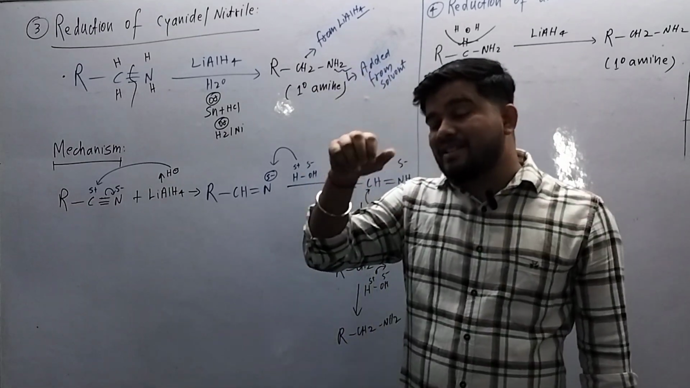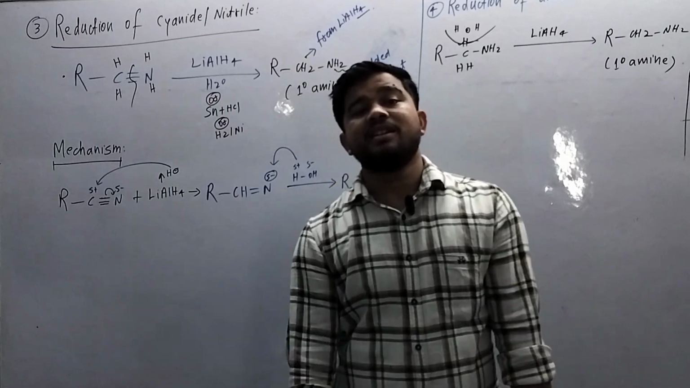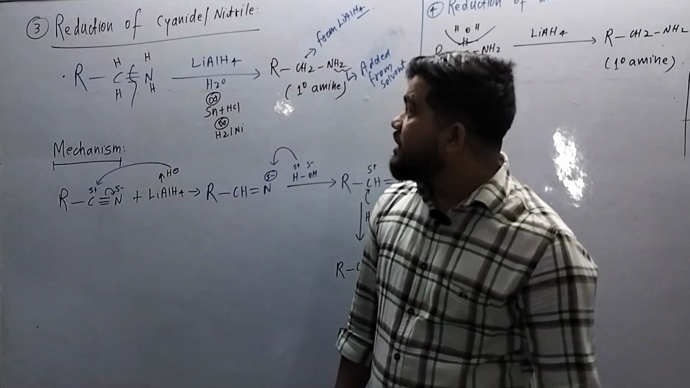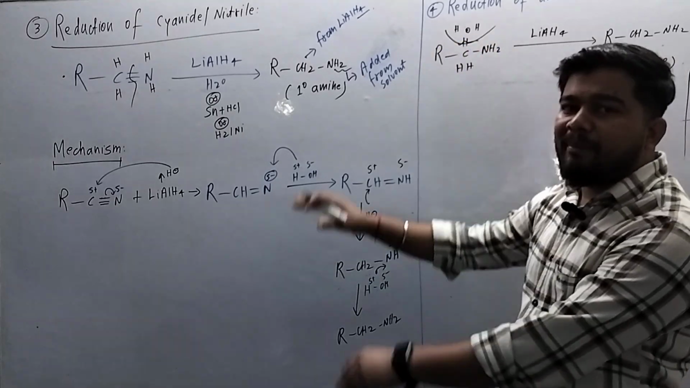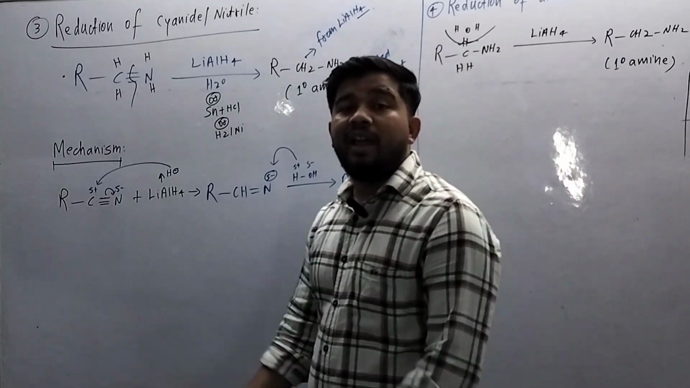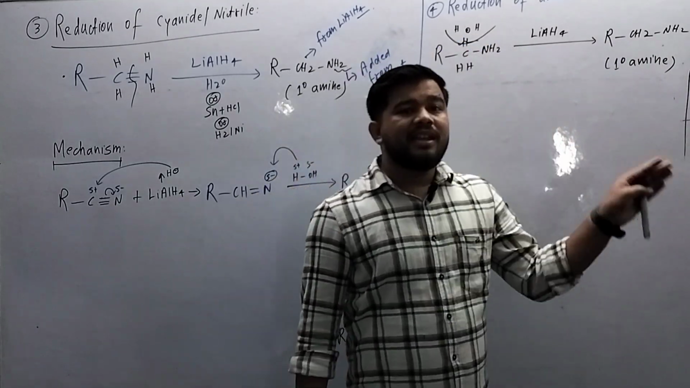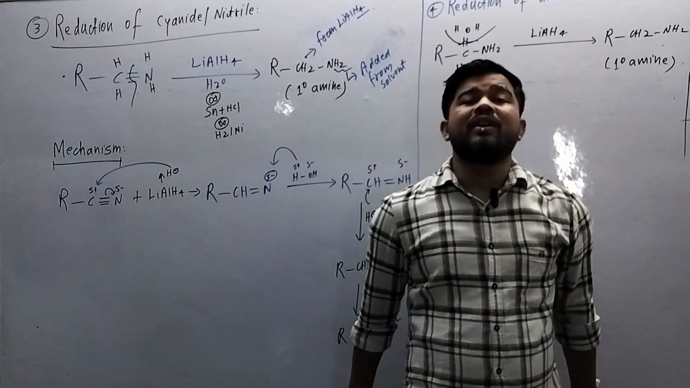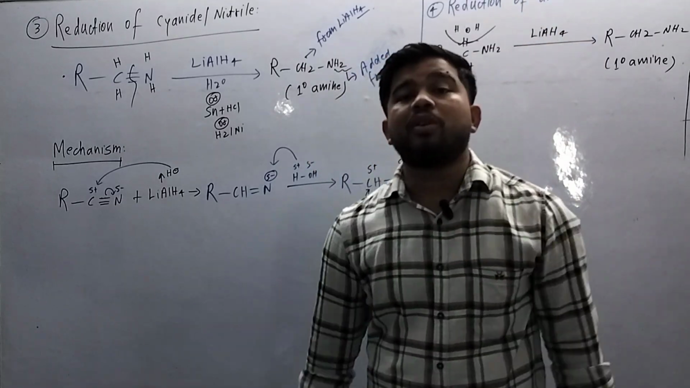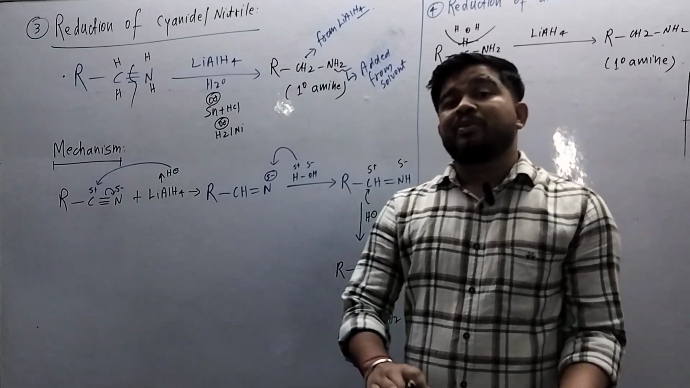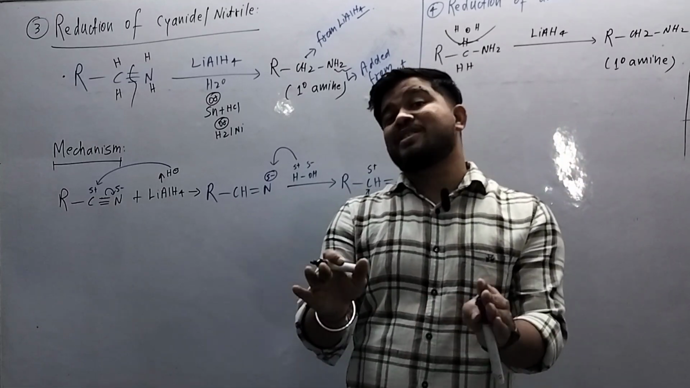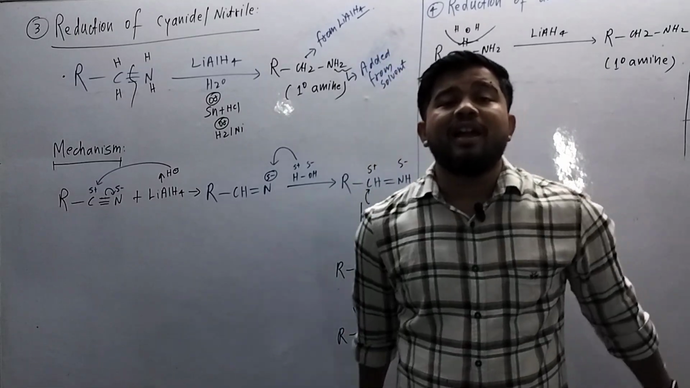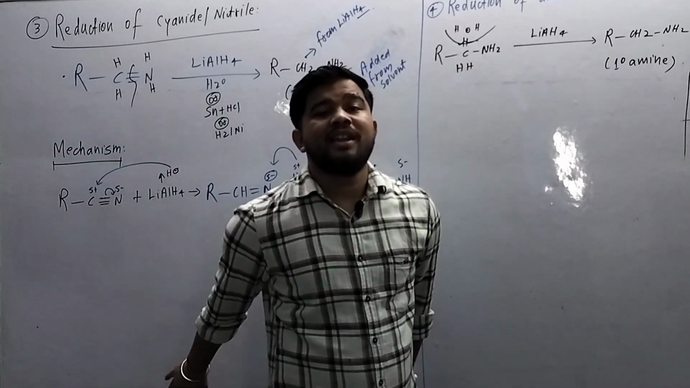And our next reaction is the Hofmann bromamide degradation reaction, which is again from the amide. Amide is reacted with Br2 in the presence of 4 moles of NaOH, where alkyl isocyanate is formed, which on hydrolysis gives 1 degree amine.